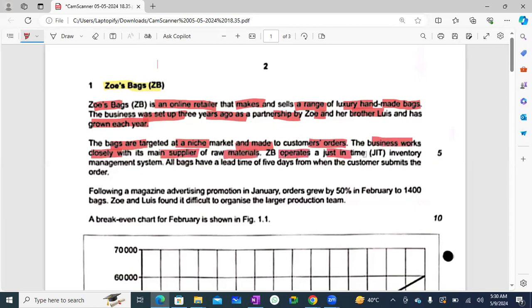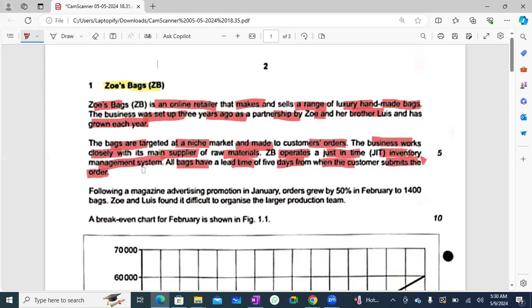ZB operates a just-in-time inventory management system. So we know that there are different benefits of JIT, but yes, there are different disadvantages of JIT also. But in this particular question, no question is asked about the JIT. The question is very basic, and there is nothing related to any exclusive question about the JIT. So all bags have a lead time of 5 days from when the customer submits the order.